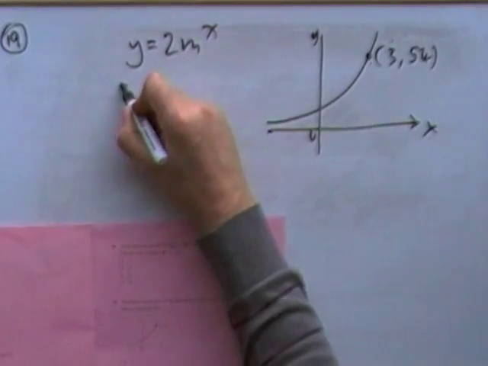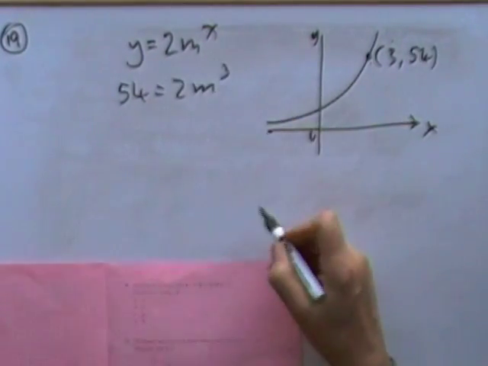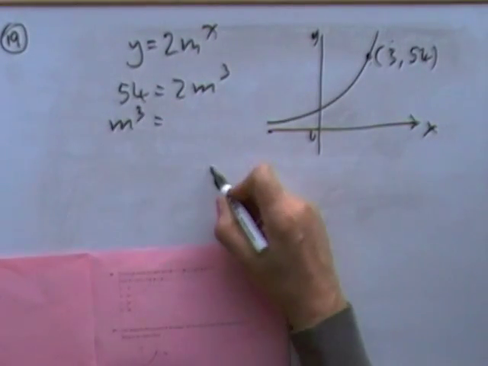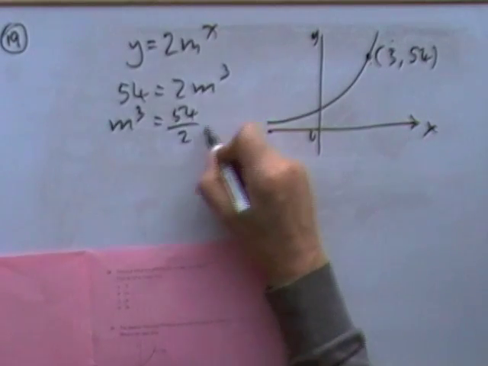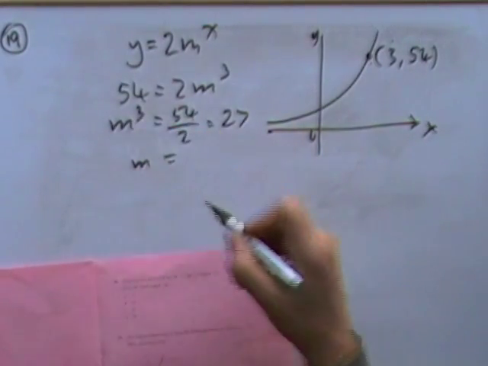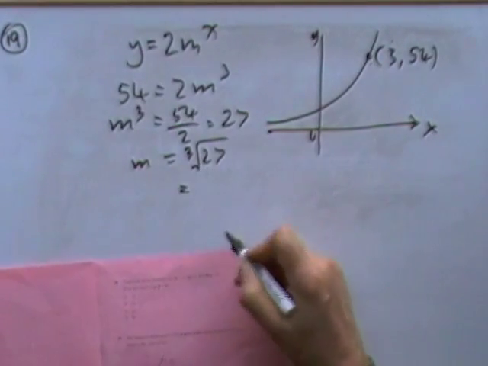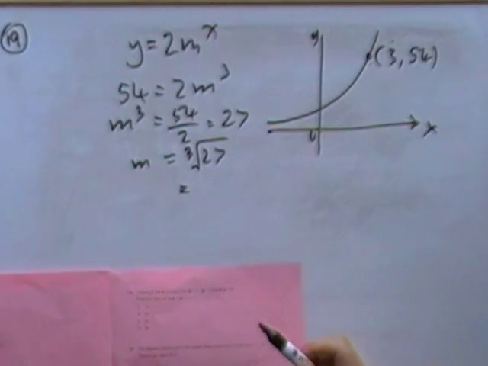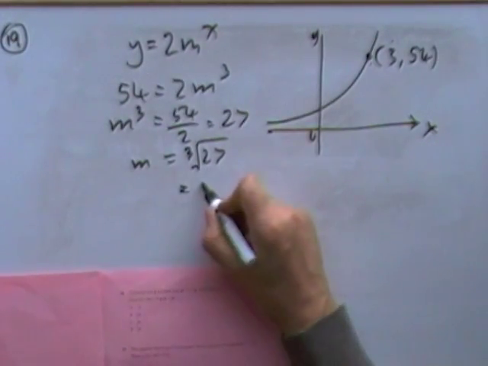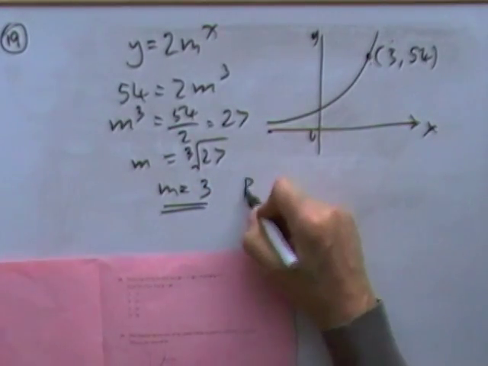So y is 54, when x is 3, equals 2 times m to the power 3. Just write the other way around. M to the power 3 would be 54 divided by 2. 54 over 2, which is 27. Then finally get rid of that 3. Power 3 goes across as cube root, power a third, cube root. So it's the cube root of 27, and you should know your basic little cubes. Your 2 cubed is 8, and your 3 cubed is 27, and your 4 cubed is 64. So that comes out as 3. So the answer to that is 3, which is B.